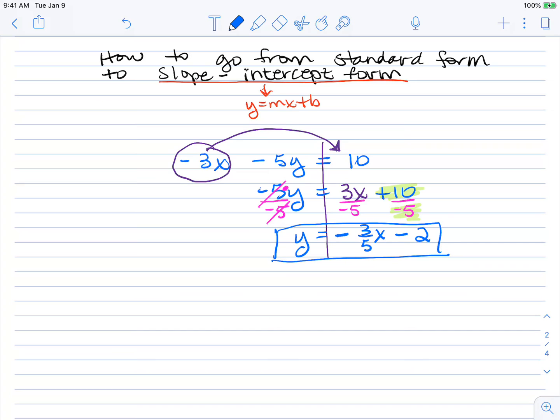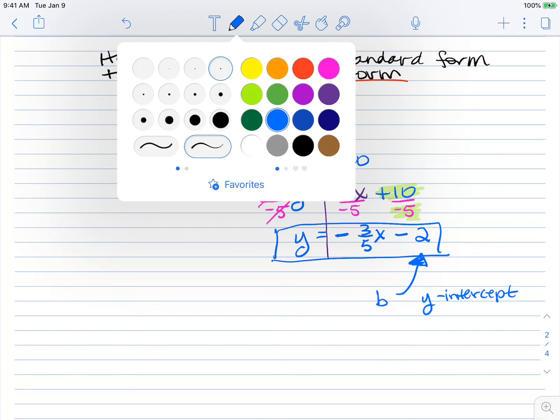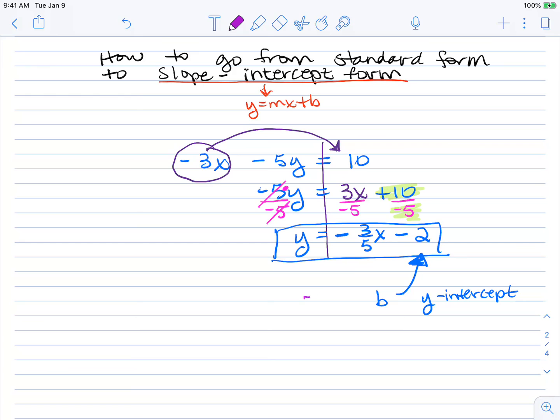When I use this, I can graph with this, and I'm going to know that this is my b, or my y-intercept. And that this negative 3/5 right here, this guy right here, that's going to be my m, or my slope, so I can graph it.